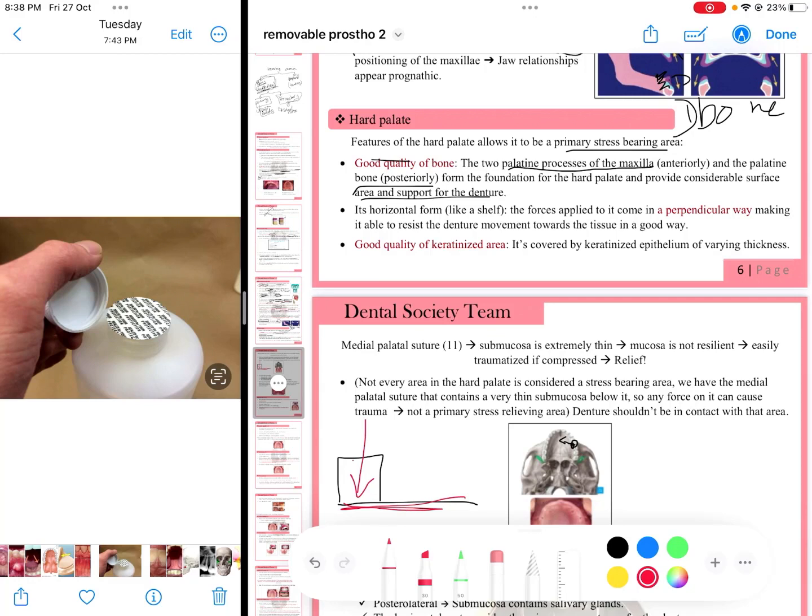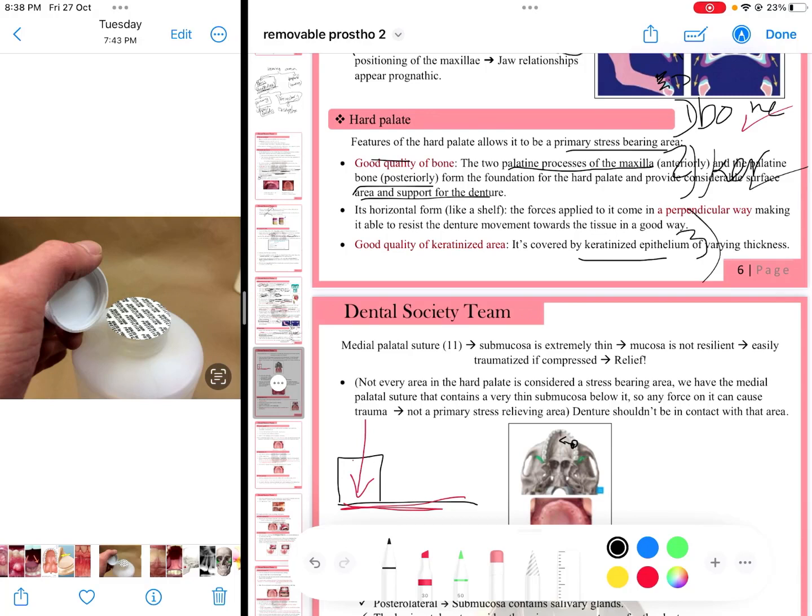Okay, so we finished the bone. The bone is of good quality. Second, we have keratinized or not. We said before that only two parts of the mouth are keratinized: the hard palate and the gingiva. So it is covered, it's keratinized. Now, the third thing: you remember we talked about the thickness of the submucosa.